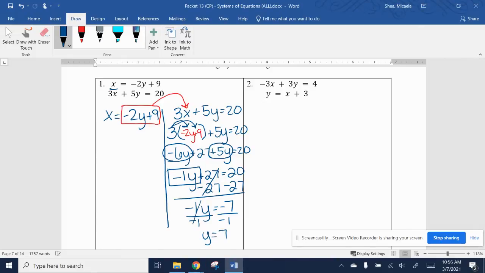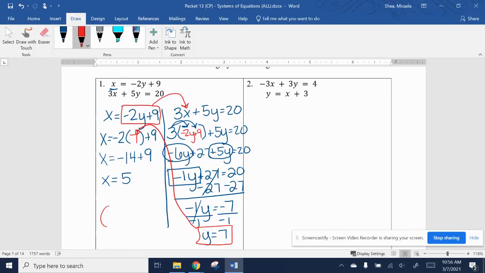Once we know what y equals, we're going to substitute back into our original equation, our first one. X equals negative 2 instead of y, parentheses, plus 9. This y equals 7 is going to come in and go here. So we have a 7 there. Negative 2 times 7 is negative 14 plus 9, which means that x is going to equal positive 5 when we combine those. Final answer, we need to write in ordered pair an x comma y. Our x is 5, our y was 7.